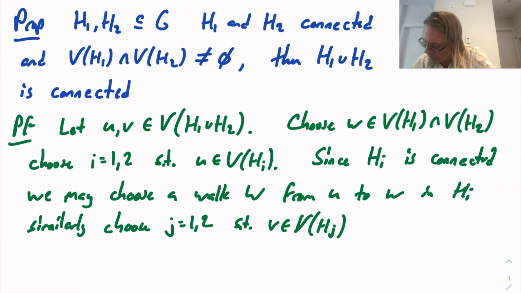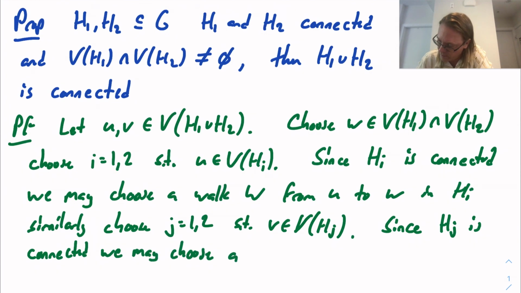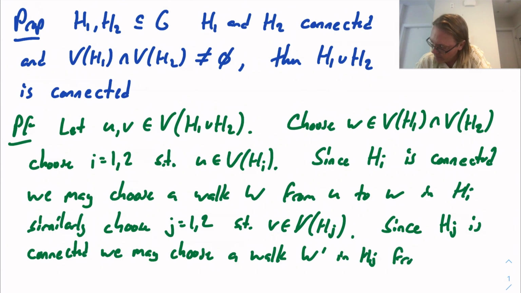So I can now, I'm being a little pedantic. I mean, it's just because I have a teeny bit of spare space here. But since H J is connected, we may choose a walk W prime in H J from little w to V, right?